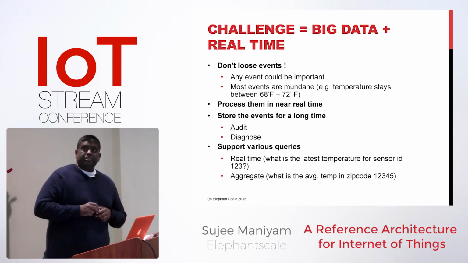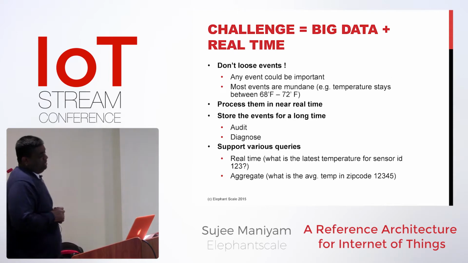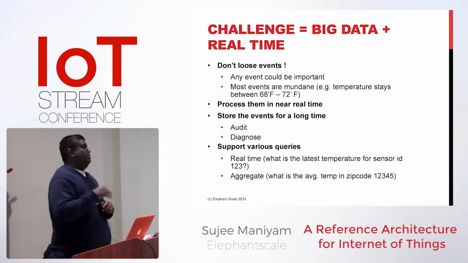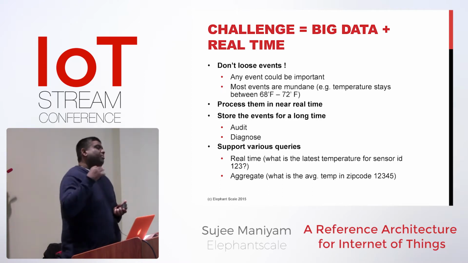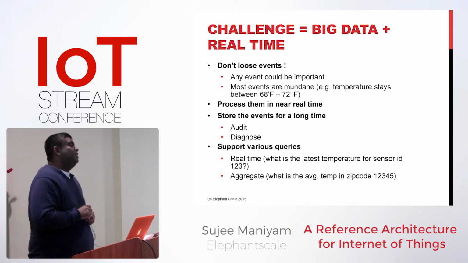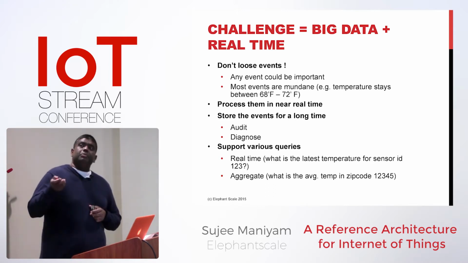So the challenge in event processing in big data in real time is most of the events are mundane. They're just regular, within your normal parameters. However, any of the events could be important. So if you're doing this, I can't lose any event.